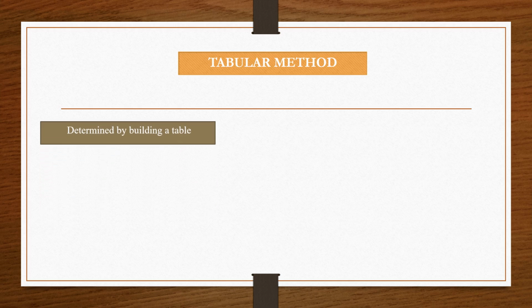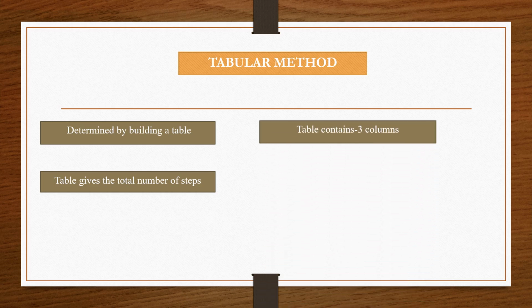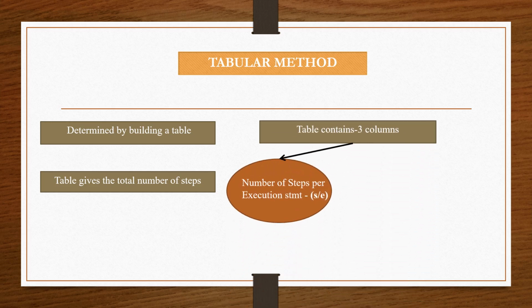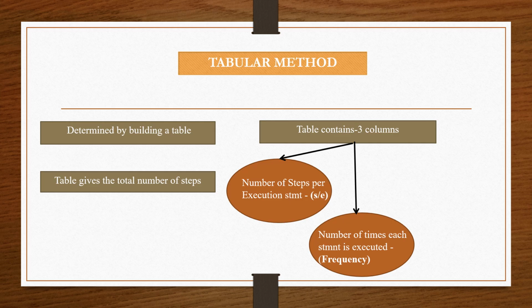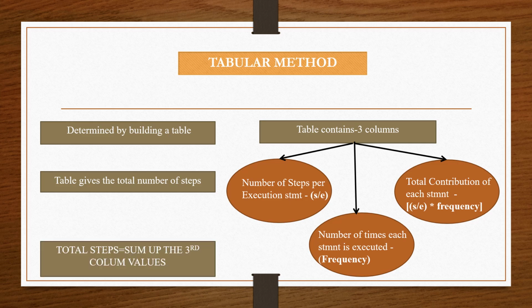We will move on to the next method, which is the tabular method. Here the time complexity is determined by building a table, and the table gives you the total number of steps. The table contains 3 columns. The first column is the number of steps per execution, denoted by S/E. The second column is the number of times each statement is executed, named frequency. And the last column is the total contribution of each statement, which is the multiplication of column 1 and column 2. The sum of the third column will give you the time complexity.